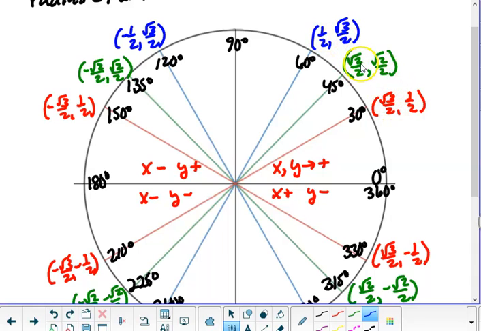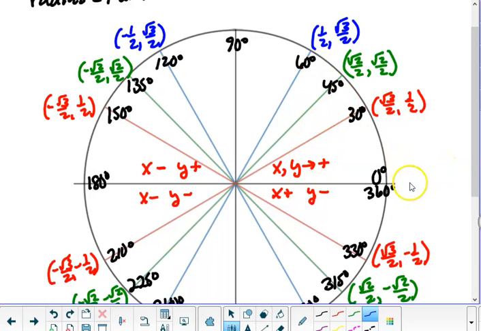Notice the x values are getting smaller, and that makes sense because if we thought of these three triangles, the adjacent sides are getting shorter every time. We go over more in the x for 30 than we do in 45, and more for 45 than we do in 60. Okay, so x values are getting smaller. Y values, however, are getting bigger with each of these angles.